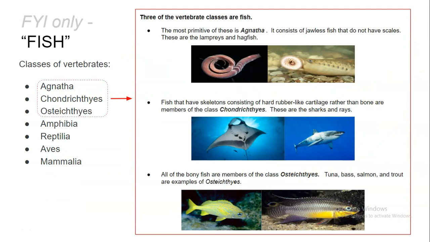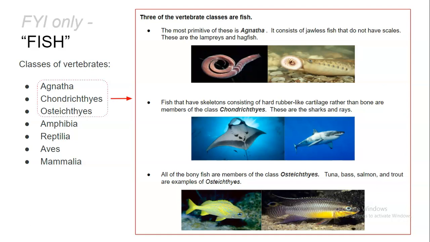Okay, so just for your information only, you don't need to know this. These fish here, the 3 vertebrate classes of fish, the most primitive one is Agnatha. It's jawless fish that don't have scales. They include lampreys and hagfish. Fish that have skeletons that are made out of cartilage rather than bone belong to the class Chondrichthyes, and they include the sharks and rays.